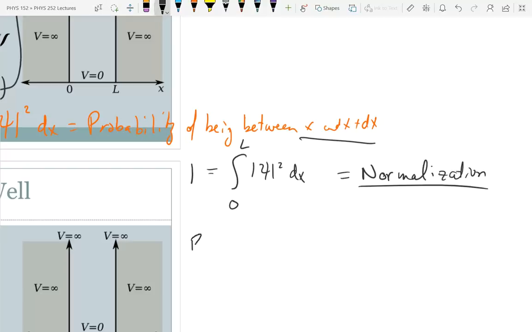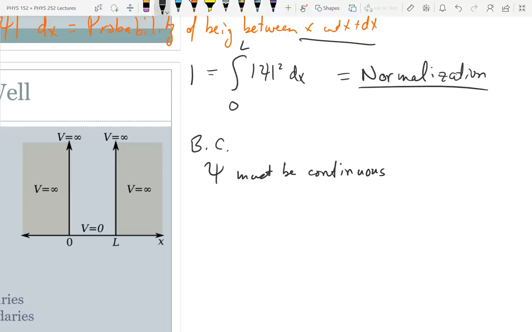Here's the non-special boundary condition. Psi must be continuous. That means that you have your function psi, and it cannot go, okay, I have to change color. It cannot go like this. That's discontinuous at the edges of the boundary. You can have something like this, but you can't have a discontinuity.